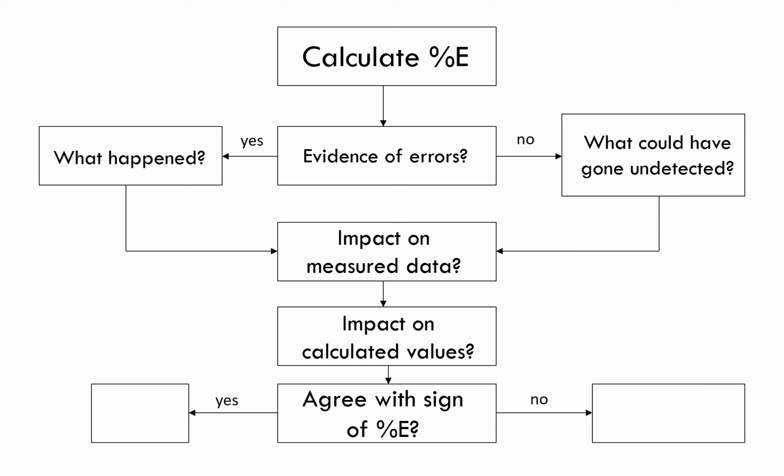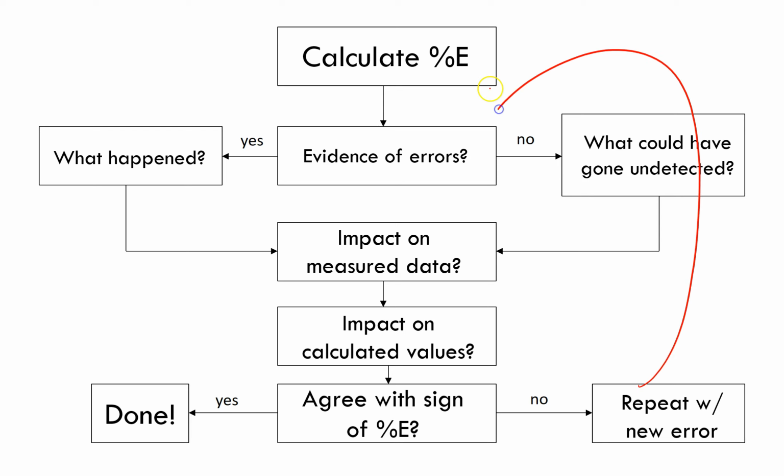Ultimately, does the error you cite agree with the sign of percent error that you calculated? If it does, awesome, you're done. If not, you get to go back more or less to the beginning and repeat with a new error. That's what makes error analysis so challenging: it's not just enough to have found an error that is a viable possibility. It has to explain what's happened with your data, and that is very, very challenging to do.